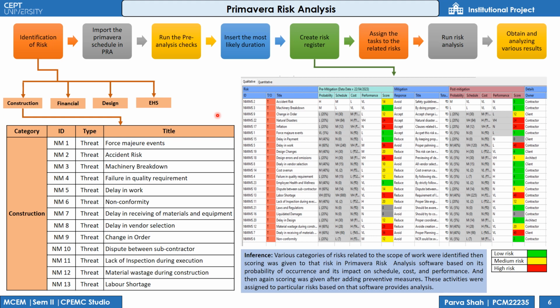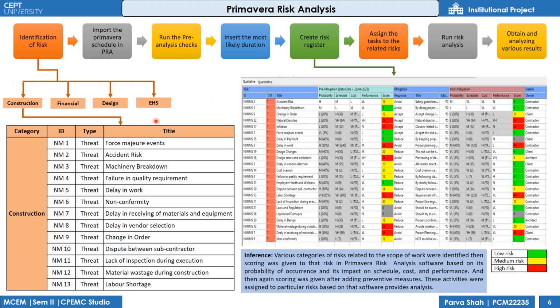Risk analysis was done using Primavera risk analysis software. It helps to determine contingency and risk response plan for our project. Here for performing risk analysis, Basement 2 roof slab and Basement 1 roof slab are considered as scope of work.